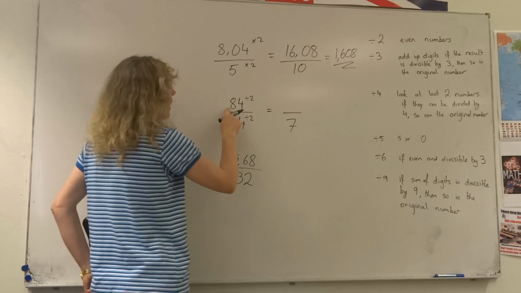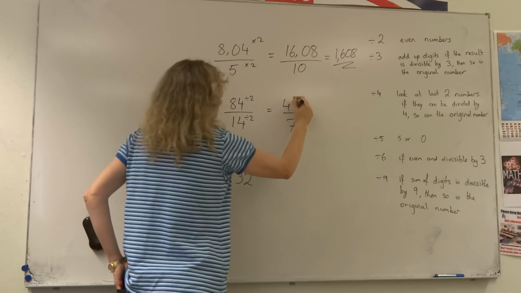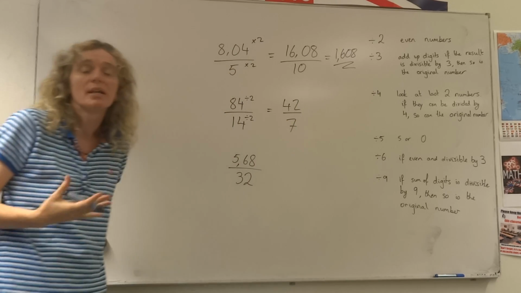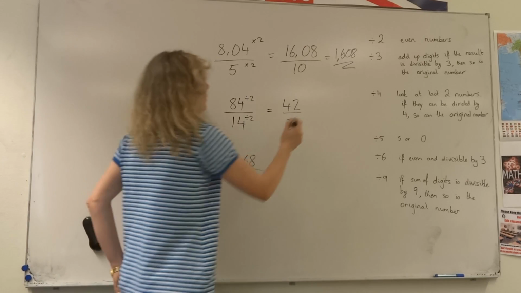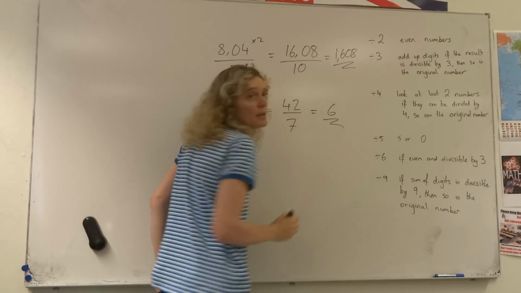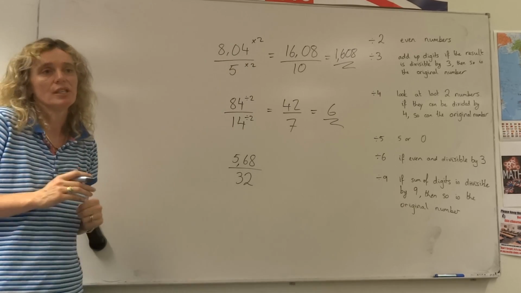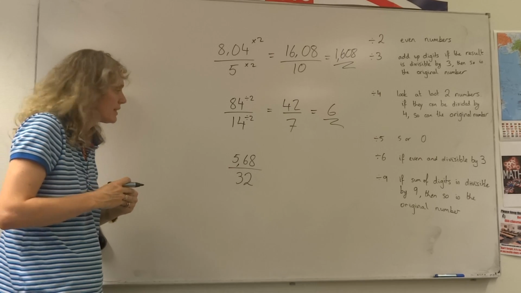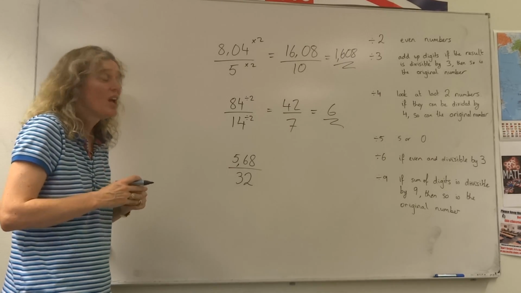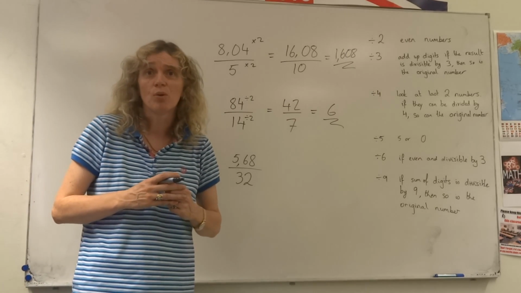And 84 divided by 2, 8 divided by 2 is 4, and 4 divided by 2 is 2. 42 divided by 7 is now suddenly so much easier. So 6 sevens are 42. Yeah? So learning how to manipulate division is very useful. Okay, what about this one then? 5.68 divided by 32. Well, I'm even worse at my 32 times table than I am at my 14.